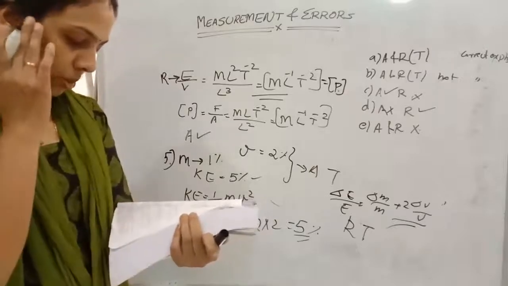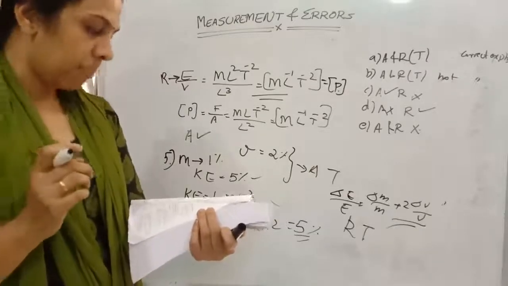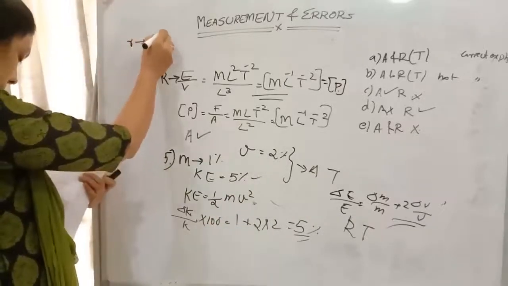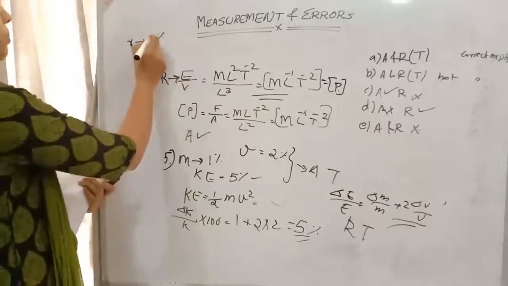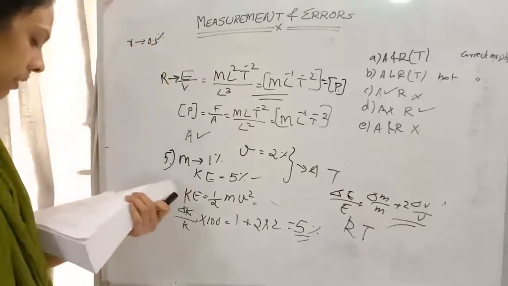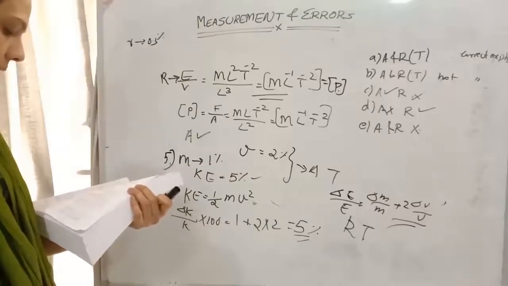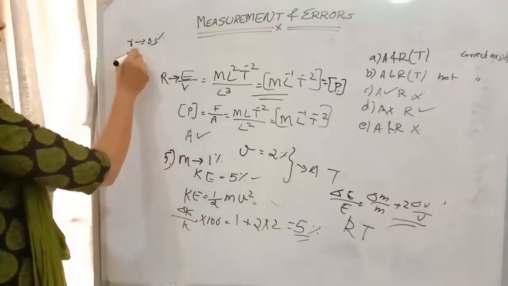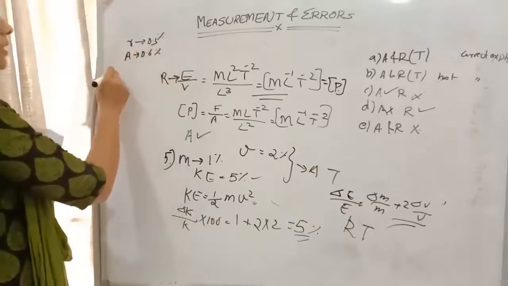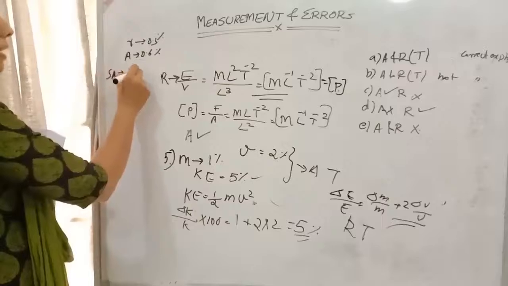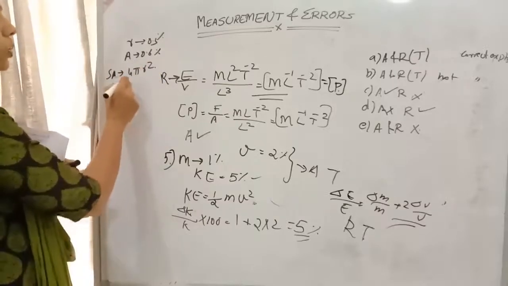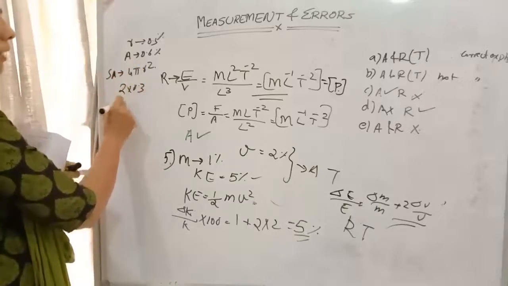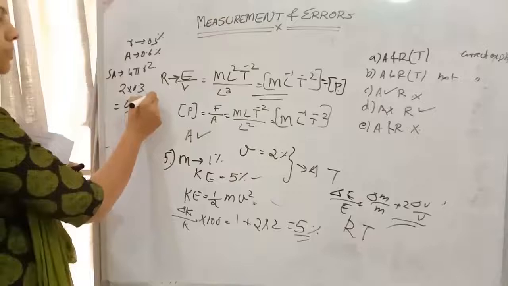Next question. The error in the measurement of the radius of a sphere is 0.3 percentage. Okay, so the error in radius is given as 0.3 percentage. The permissible error in its surface area is 0.6 percentage. So the error in surface area is given as 0.6 percentage. Surface area, what is the formula? 4 pi r square, right? So it is 2 into delta r by r, 2 into 0.3. So here we are getting 0.6 percentage only.